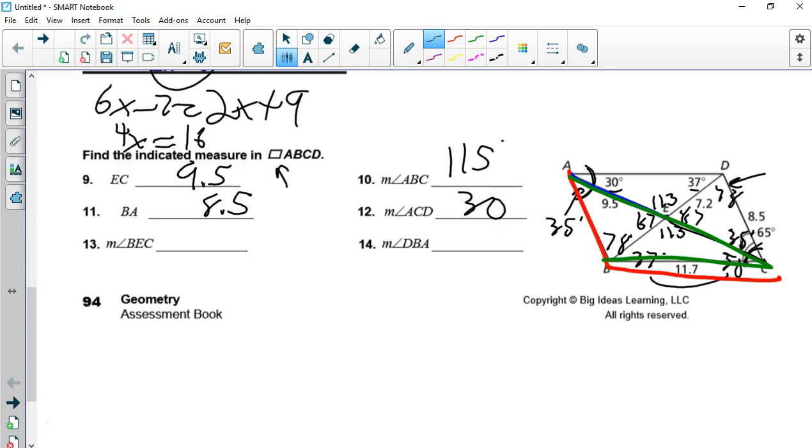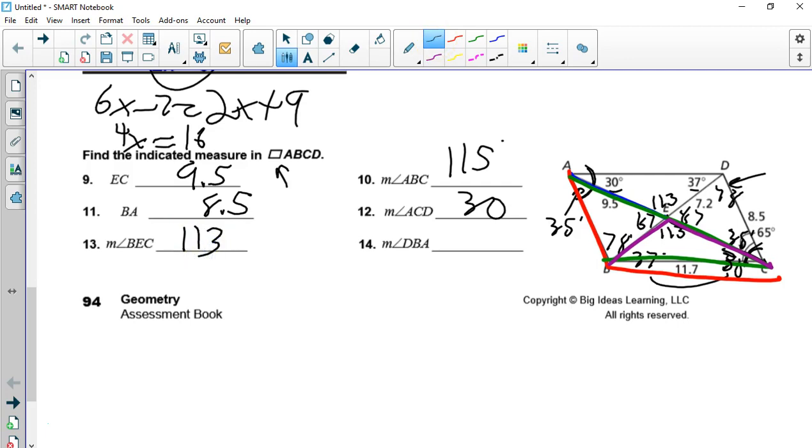30 plus 35 is 65. I'm sorry, I know that looks like a 5 there, but we didn't draw it as a 3. Okay, BEC. A lot going on here, so sorry about that, but you can see where I'm going. B is down here, E is here, C is here. So that angle right there is 113 degrees.